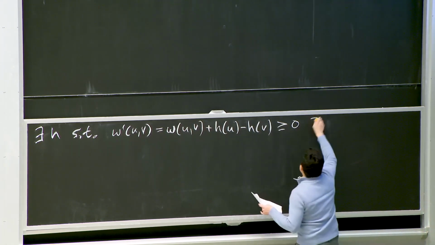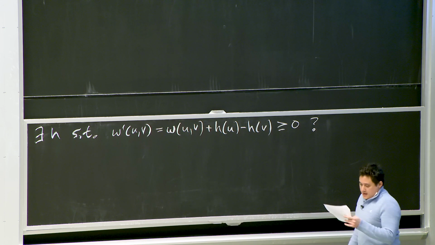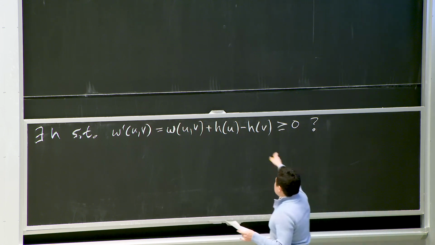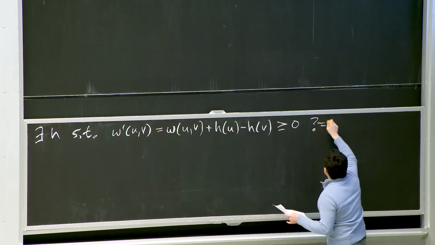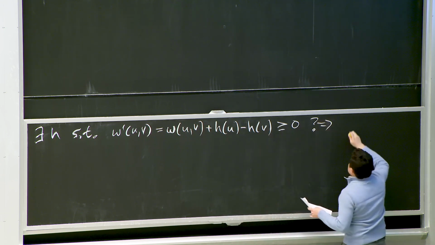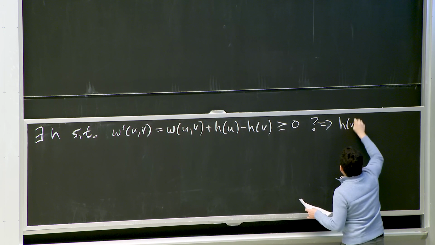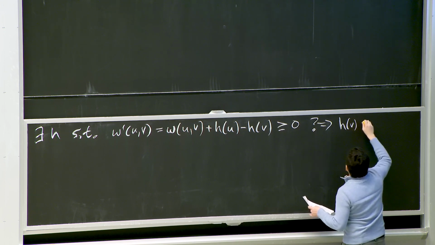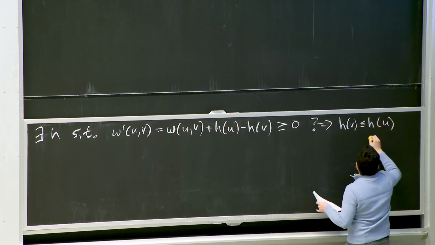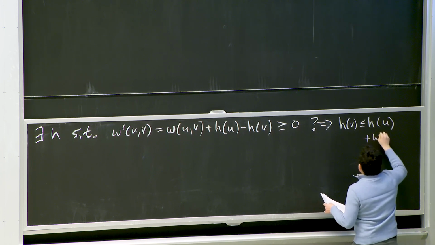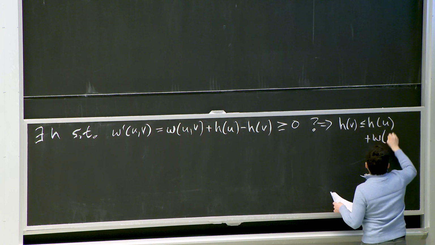So does there exist such a thing? Well, if I rearrange this equation a little bit, I get something that looks like this. h of v needs to be less than or equal to h of u plus the weight of some edge from u to v.